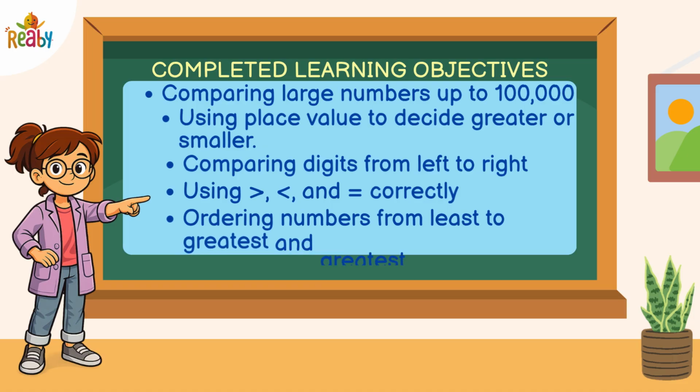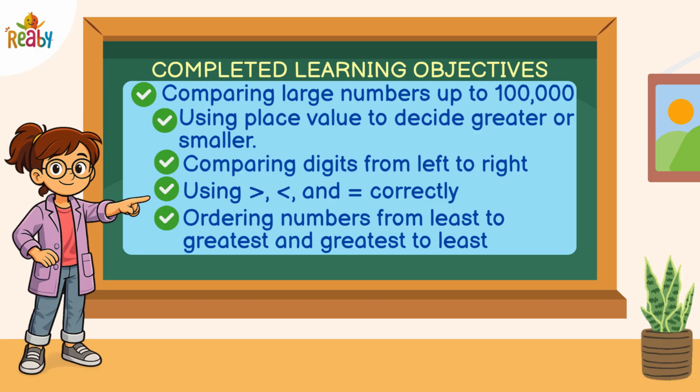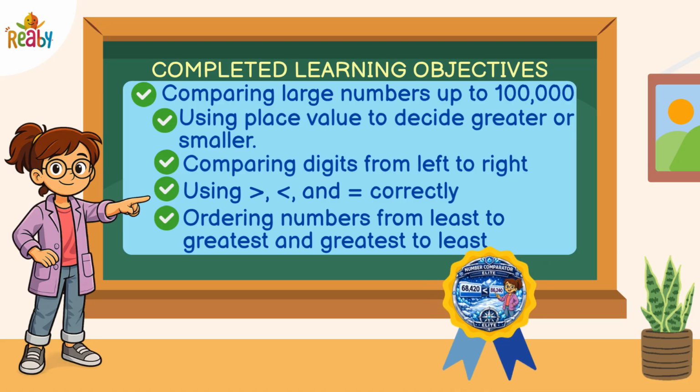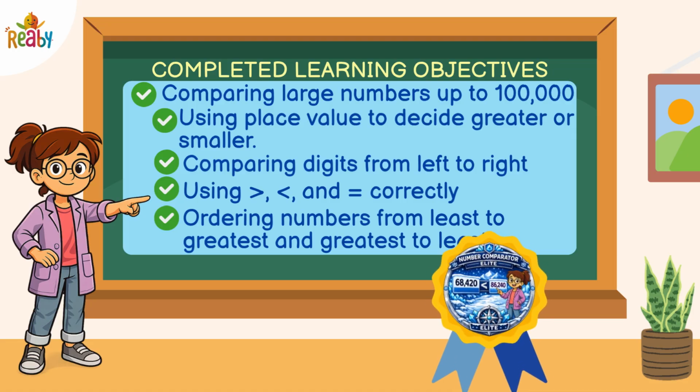Let's review what we learned today. You compared large numbers up to 100,000. You used place value to decide greater or smaller. You compared digits from left to right. You used greater than, less than, and equal to symbols correctly. And you ordered numbers from least to greatest and greatest to least. Great job completing all of the learning objectives. For comparing and ordering large numbers carefully, you earned the Number Comparator Elite badge.